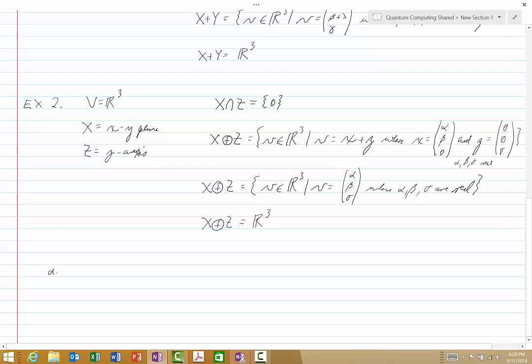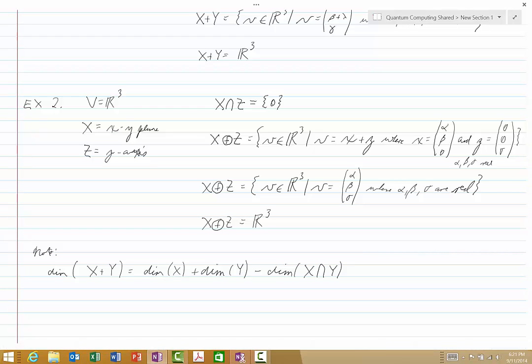The dimension of a sum is equal to the dimension of X plus the dimension of Y minus the dimension of the intersection of X and Y. This is a fact. I'm not attempting to prove this, but it's just a fact.